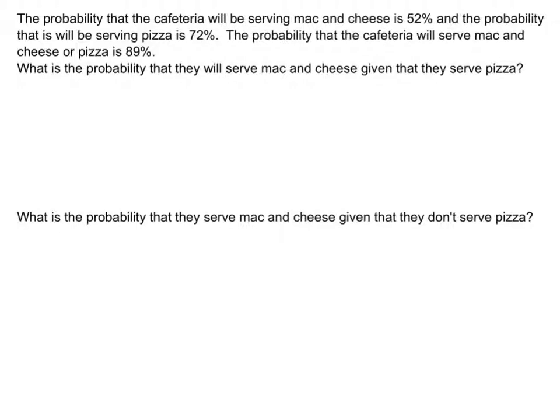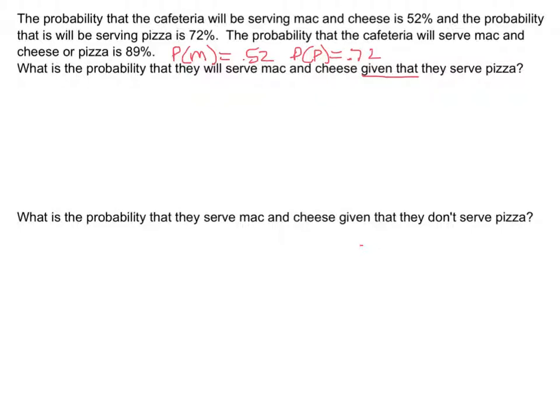So the first thing we see is this phrase, "given that." So automatically we know that we are in a conditional probability problem. And what I would do first is take the information given and translate it into symbols. So, for example, up here at the top, the probability of mac and cheese is 52, so that's 0.52. The probability of pizza is 0.72.